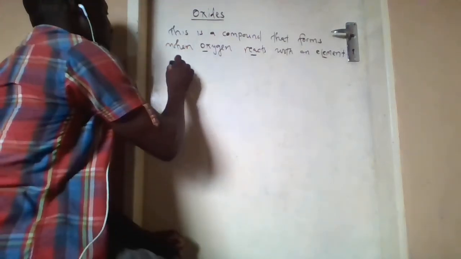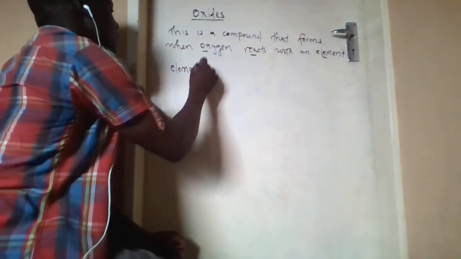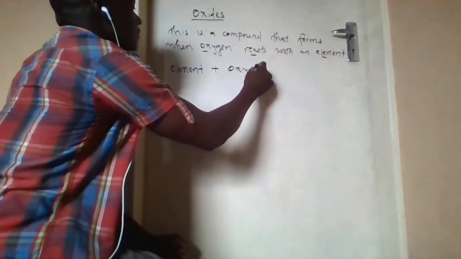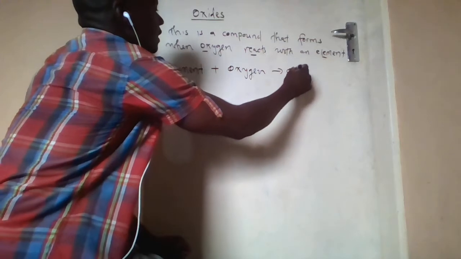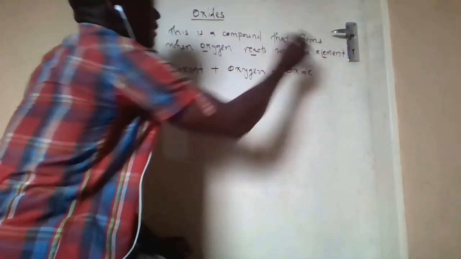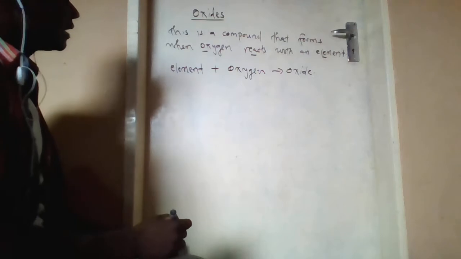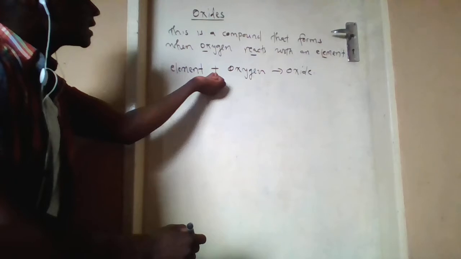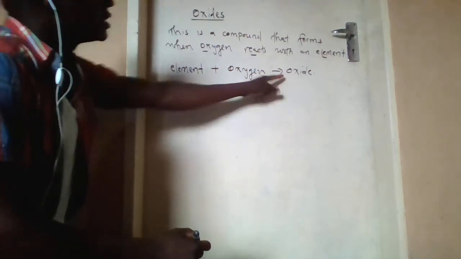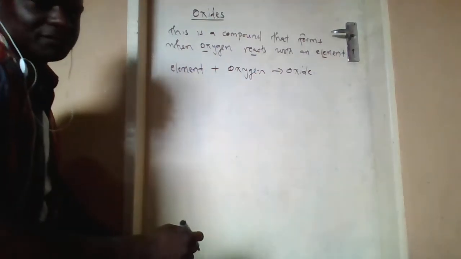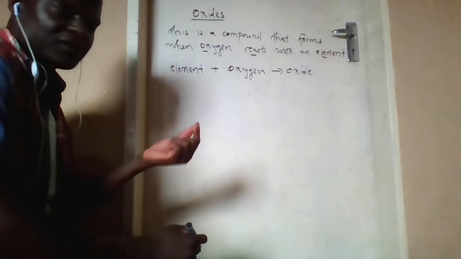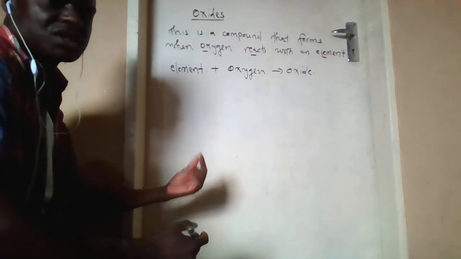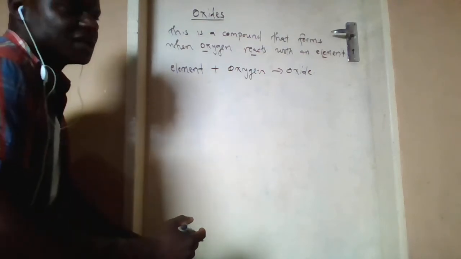So we're going to say element plus oxygen to form oxide. That's a simple demonstration I'm going to show. We are saying an element reacts with oxygen. The plus means reacting element and oxygen to form an oxide. Now, the nature of the element which is reacting with oxygen is going to determine the type of oxide which is formed.